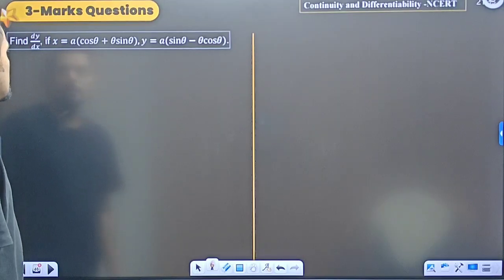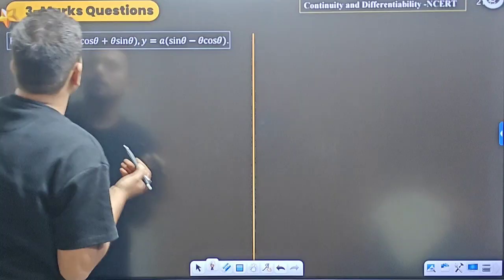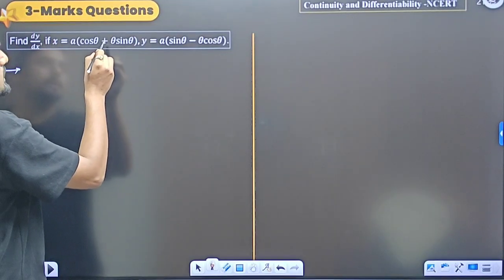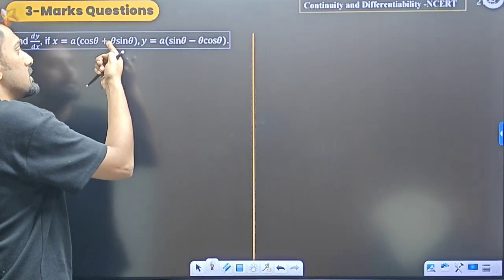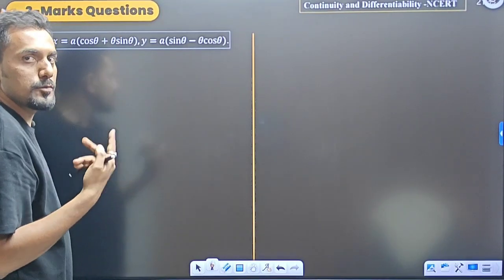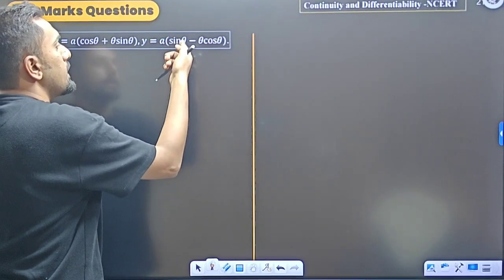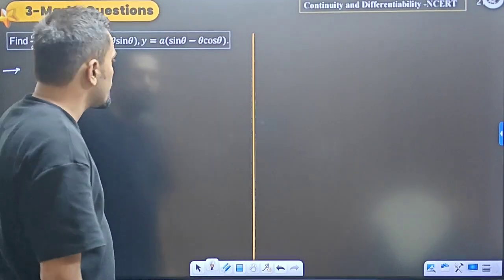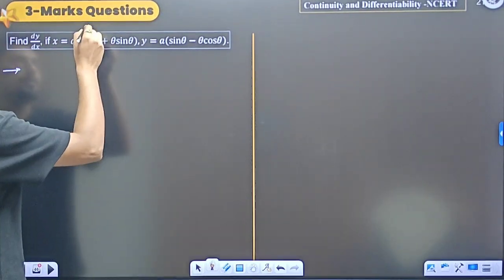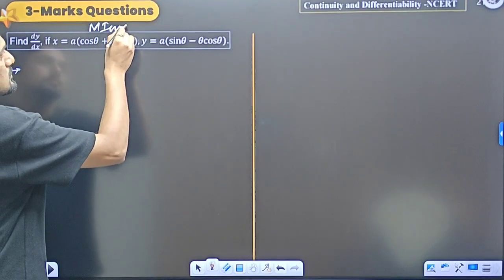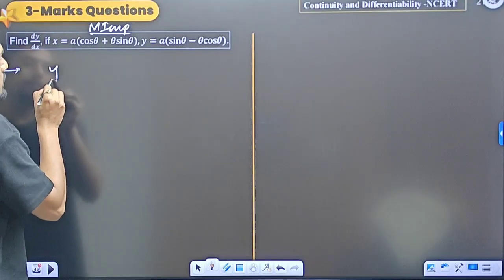And the next question is, find dy by dx if x is equal to a cos theta plus theta sin theta. Don't get confused, this is of the form x sin x, so you have to use the product rule. Here y is equal to a sin theta minus theta cos theta. They ask this question on purpose. Most important question, MIMP question.